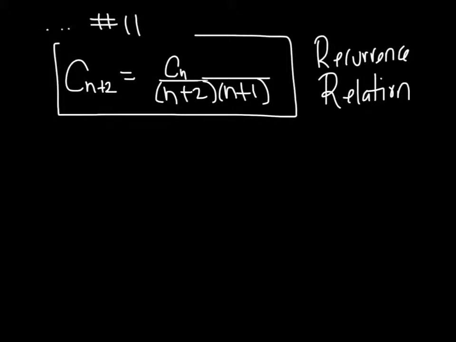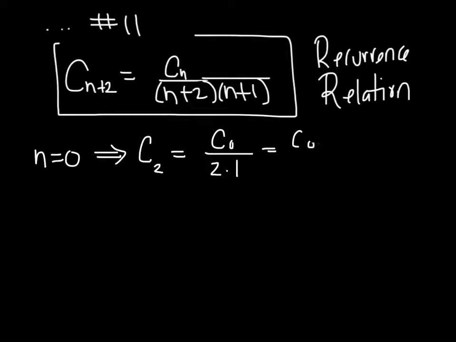Okay, let's continue number 11. So this was our recurrence relation that we obtained. Now let's go ahead and explore this relation and see what we obtained for our Cn's. If n is equal to 0, then 0 plus 2, so I get C2 equals C0 over (0 plus 2)(0 plus 1). I'm going to leave this as C naught over 2.